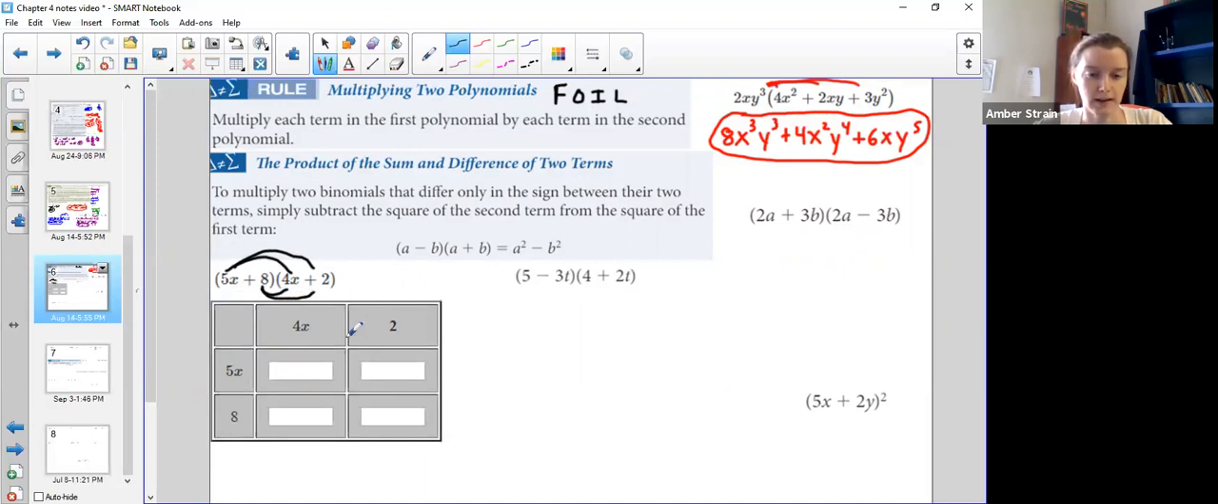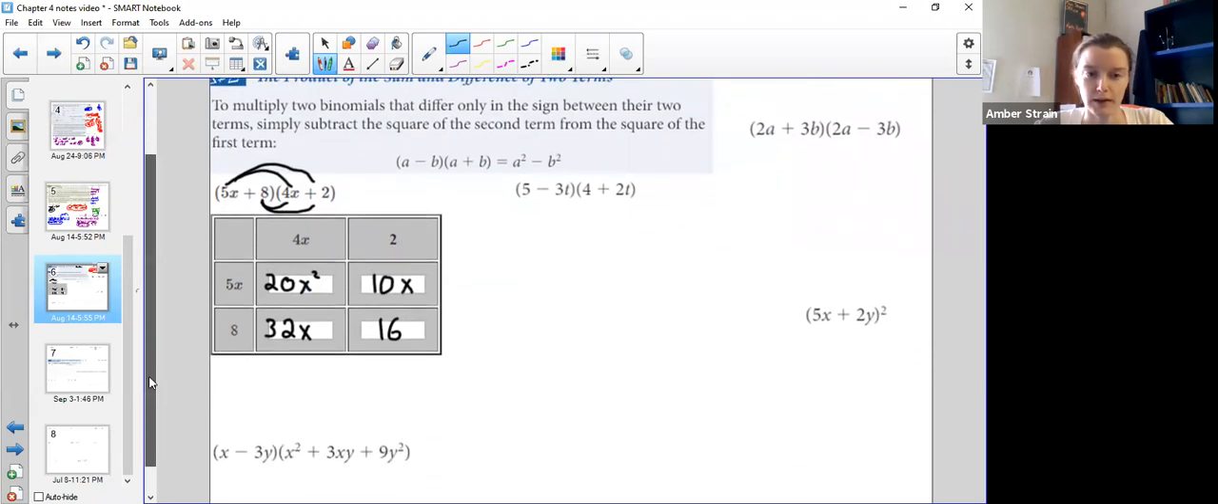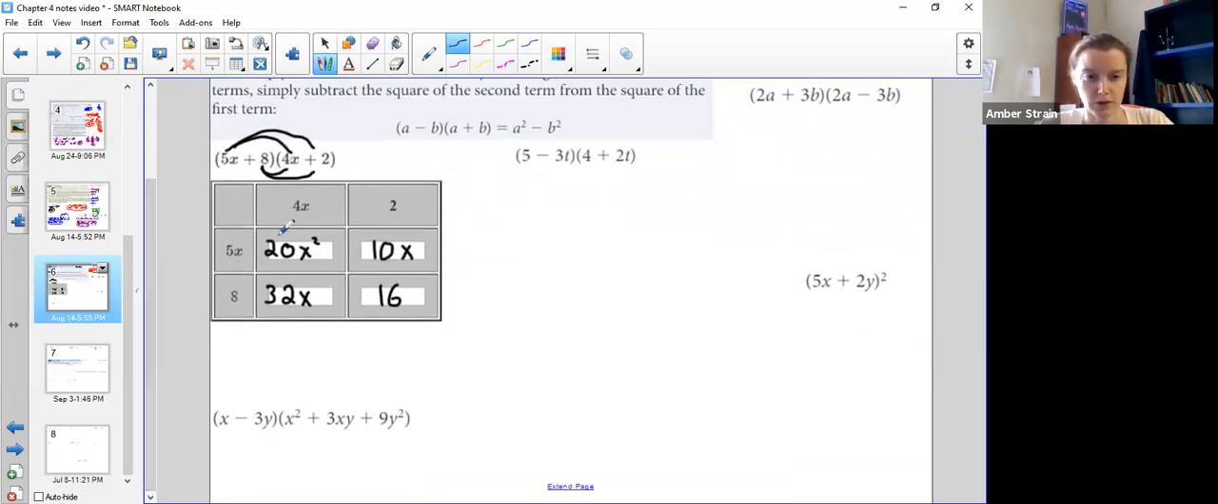So if I kind of looked at it as a box, like the width and the length, the 5x to the 4x would make 20x squared. The 5x to the 2, 5 times 2 would be 10, and there, of course, was still an x. The 8 times the 4x would be 32x. And then last, the constant 8 times the constant 2 would make just the number 16. Now, I don't necessarily recommend working it out this way. This is just kind of a visual to show you why we end up with these 4 separate terms.